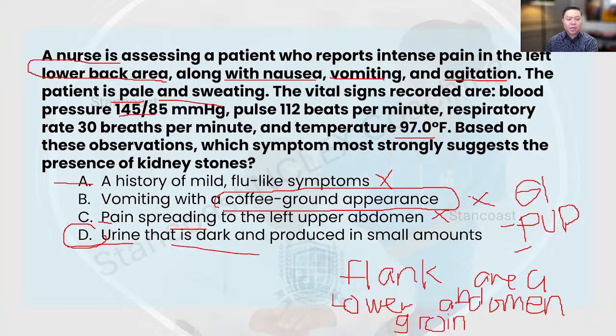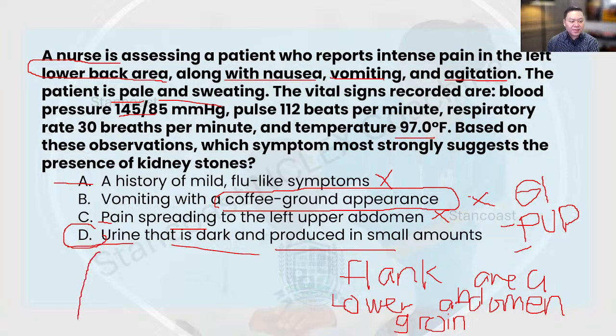And why is it dark? Well, because of the hematuria, and it is also produced in small, scant amounts. So what do you think about that? It is scant because of the flow of the urine in that particular urinary tract.